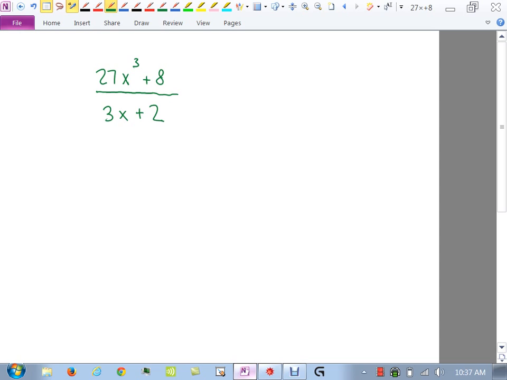What do you notice right away? We have a binomial on the bottom, but we have a 3 in front of that x, and that changes everything. You can still do synthetic, but you can't have a 3 in front of that x. So what I'm going to do is this, and this is the tricky part. 27x cubed plus 8. Tell me if you agree with this.